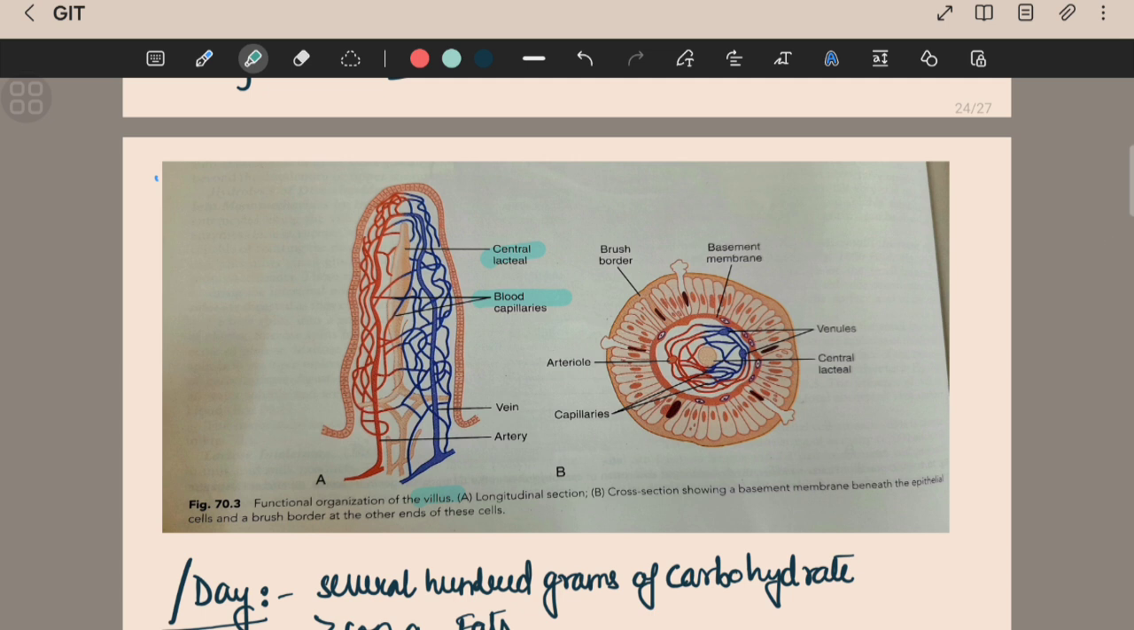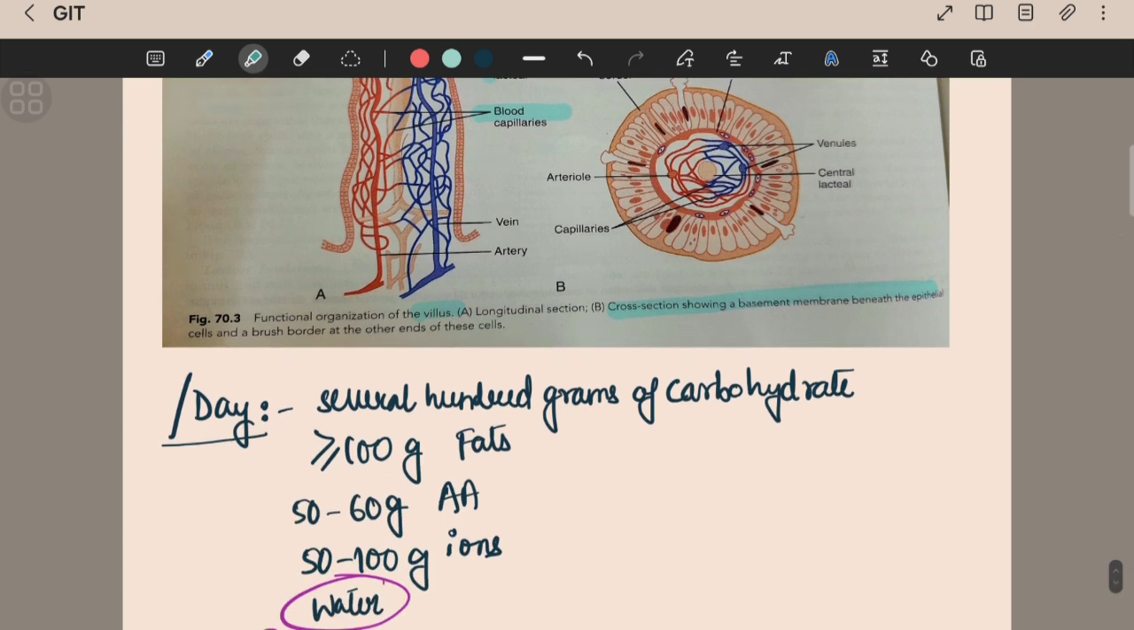In fat metabolism, in fat digestion, we will talk about the formation of chylomicrons, micelles and all, and how fats are absorbed into the central lacteal. Then from there they pass through the thoracic duct, draining into the bloodstream. So that was the structure, the basement membrane. Here see the cross section of the basement membrane beneath the epithelial cells, and the brush border is shown for this.